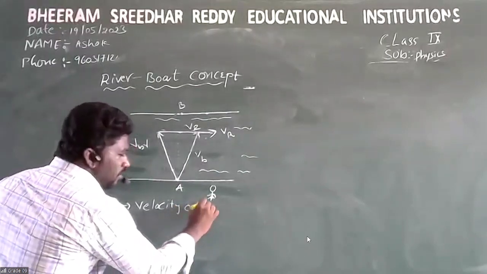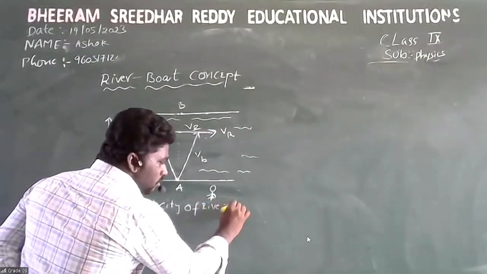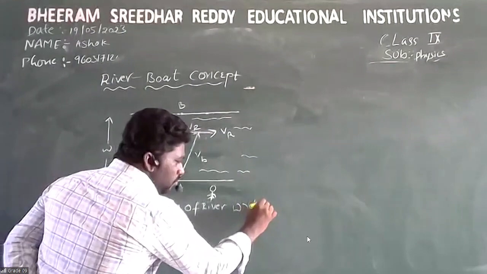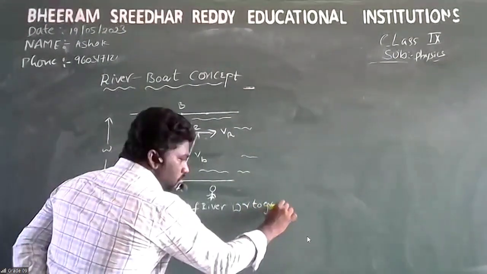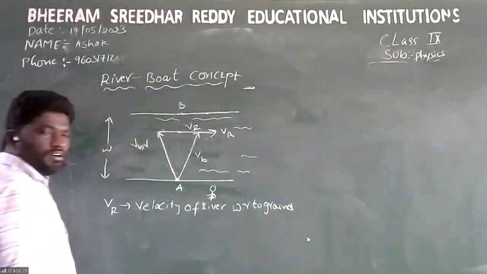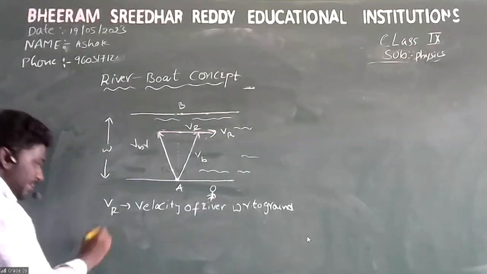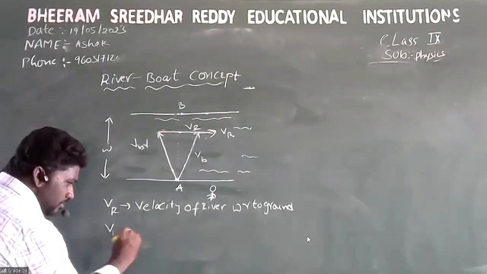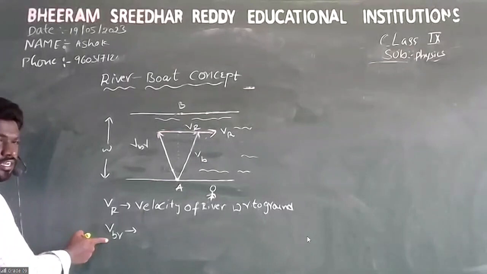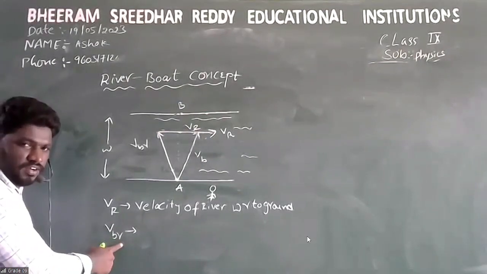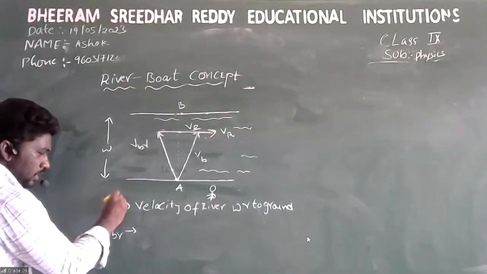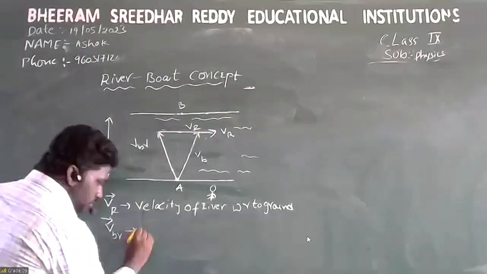Velocity of river with respect to ground. Next one, VBR. VBR means what? Where B means boat, R means river. Velocity of a boat with respect to river.